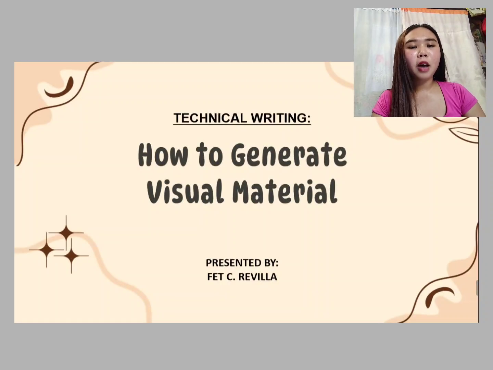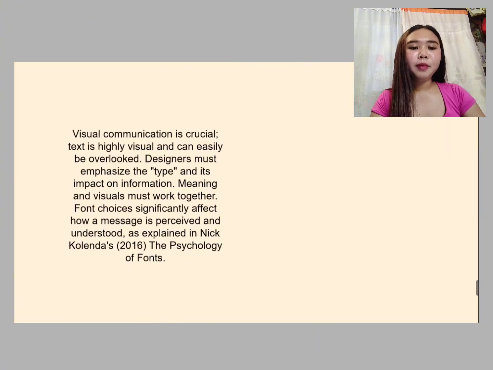Today we'll talk about how to generate visual material under the subject of technical writing. So visual communication is crucial. Text is highly visual and can easily be overlooked. Designers must emphasize the type and its impact on information. Meaning and visuals must work together.